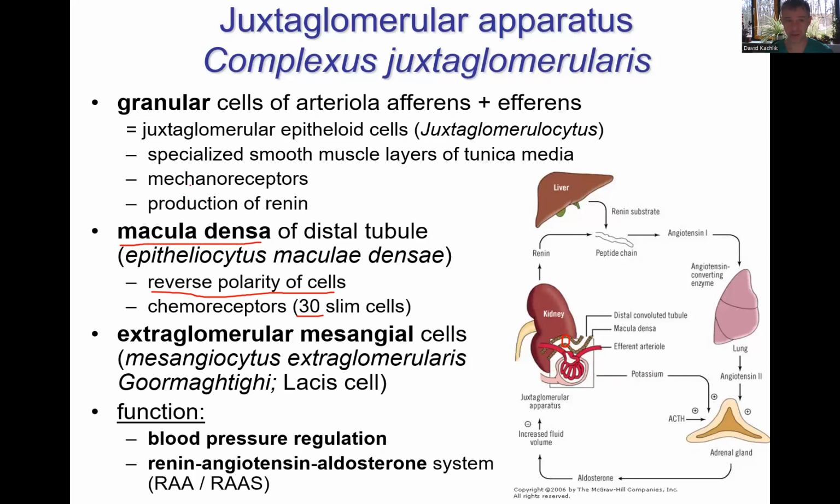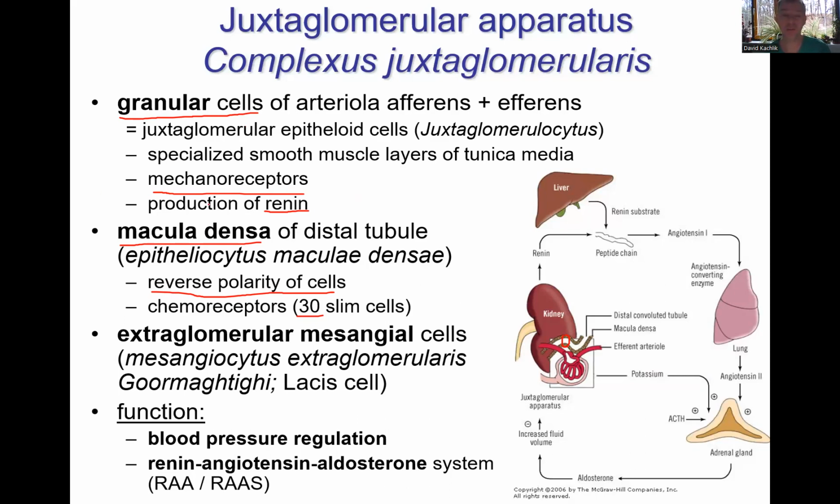The other cells of this system are cells of the tunica media. They are specialized smooth muscle cells, and they are called granular because they contain granula. They contain granula of an enzyme, sometimes called a hormone, but it works as an enzyme called renin, produced in the kidney. These granular cells not only produce renin, but they also serve as mechanoreceptors. To release renin, these granular cells get two pieces of information. One is from themselves: when they are expanded by higher blood pressure, they start to produce renin.